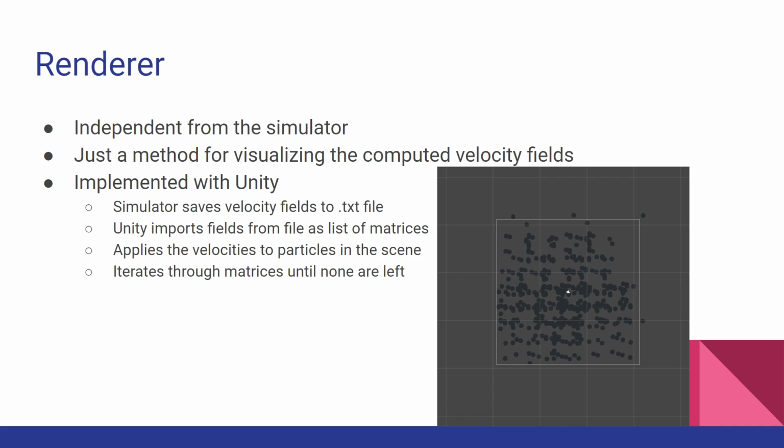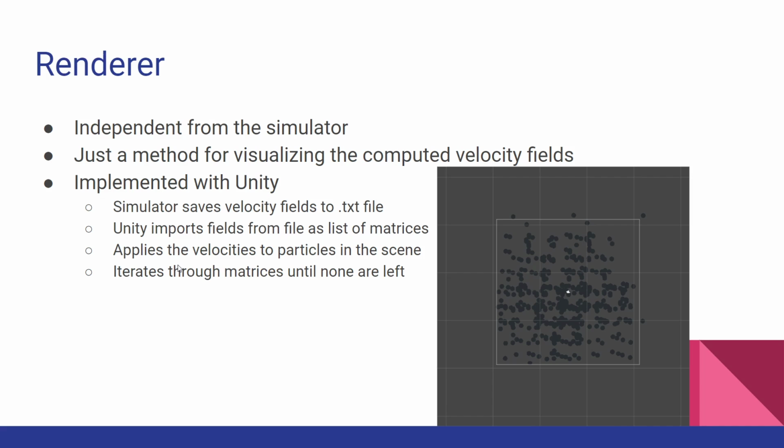We can use the output of the simulator to actually render what we've simulated. So like I said, the simulator outputs a lot of velocity fields. We output those to a text file. We ended up using Unity for our renderer just because we already had a little bit of experience with that, and there were a lot of options for rendering this stuff, but we didn't need to go ahead and have to learn one of those, so we just opted to use something we already knew. We import into Unity the velocity fields that the simulator outputs. We import them as a list of matrices.